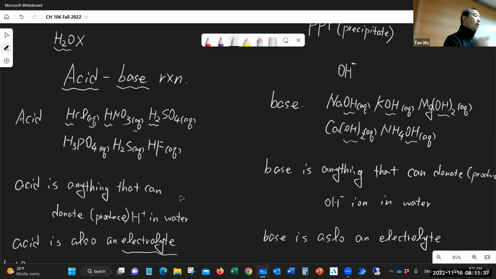Acid is definitely an electrolyte because it can produce hydrogen ions in water. The hydrogen ions can transfer electricity, that's for sure. So this is the acid.